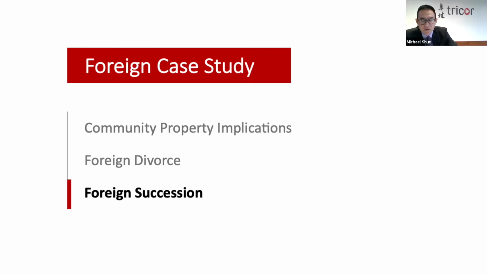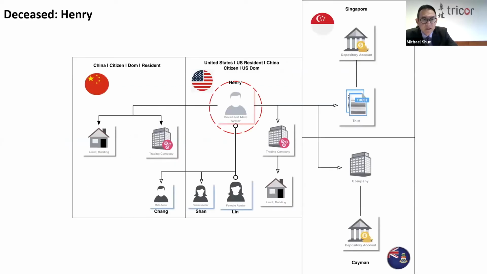Foreign succession is the next area that we will cover. In this particular situation, we've got Henry, who has died. He's a US resident, domiciled in the US, but a Chinese citizen, married to Lynn, and similar situation to previously, same set of facts.